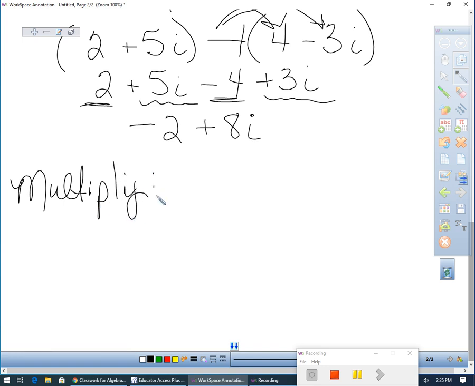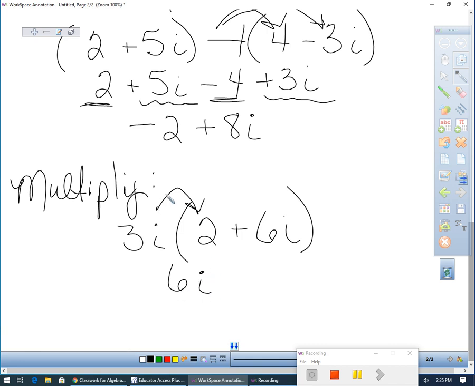Multiply. I can't spell. Alright, so let's say I have 3i(2 + 6i). When you have a term outside the parenthesis, we have to distribute. So 3i times 2 is 6i. 3i times 6i is 18i squared. But we decided that i squared equals something. What does this i squared equal? It equals negative 1. So technically this term is negative 18.